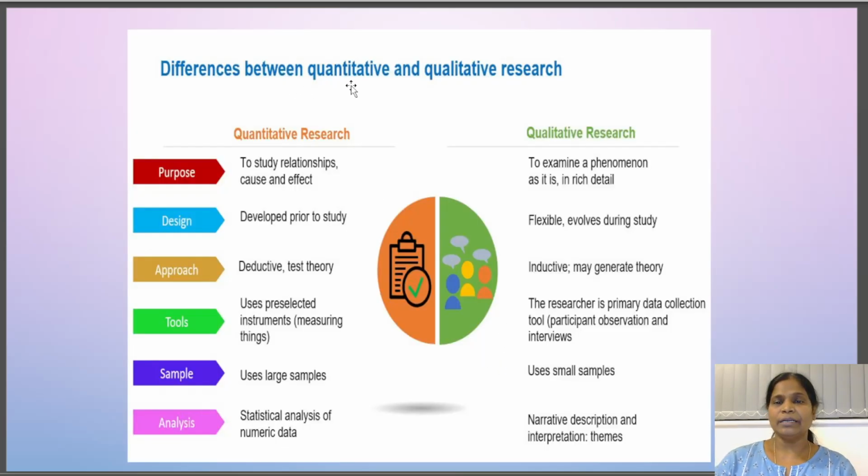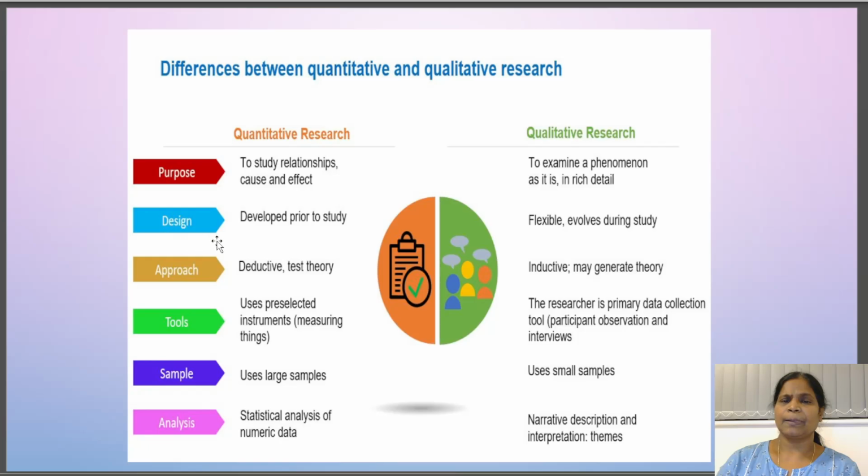Difference between quantitative and qualitative research. Sometimes it can be asked for a 5 marks question. So we can differentiate them according to purpose, design, approach, tools, sample, and analysis. Coming to quantitative research, the purpose is to study relationships, cause and effect. Coming to qualitative, it is to examine a phenomenon as it is in rich detail.